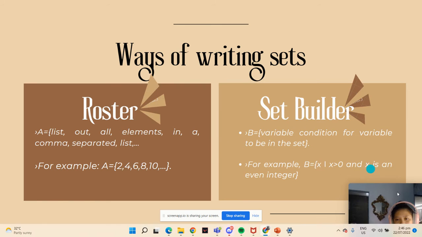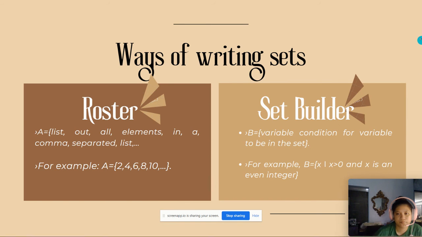For set builder notation, P is a variable condition for a variable to be in the set. For example, B is {x | x is greater than 0 and x is an even integer}. So for B, all variables should be greater than 0 and should be even integers. If you take a look at roster A, the numbers provided in this example are integers that are spaced by 2's.